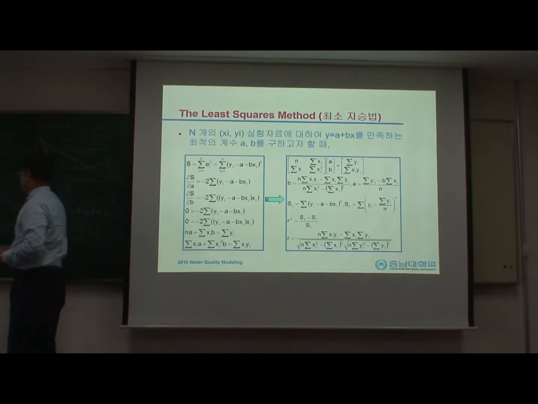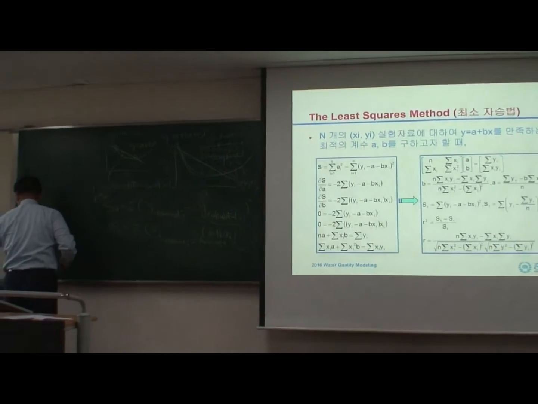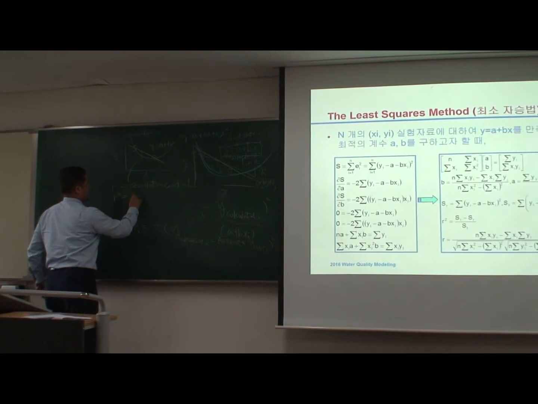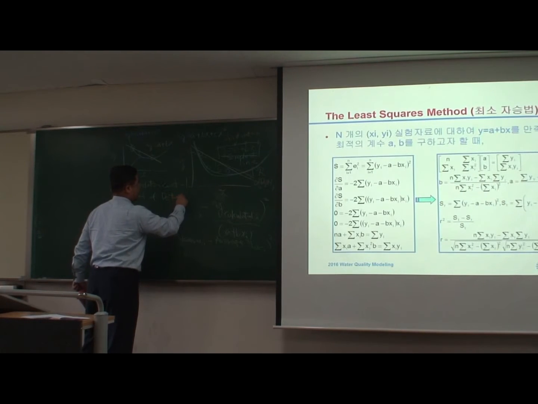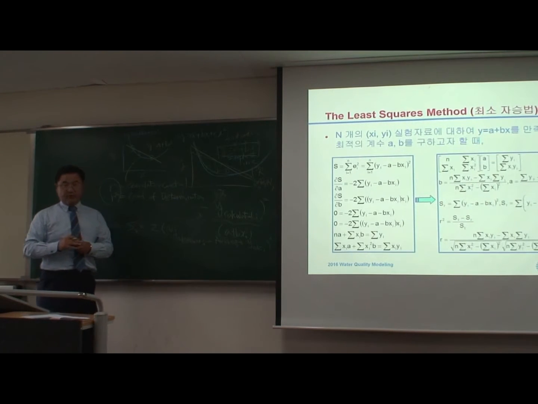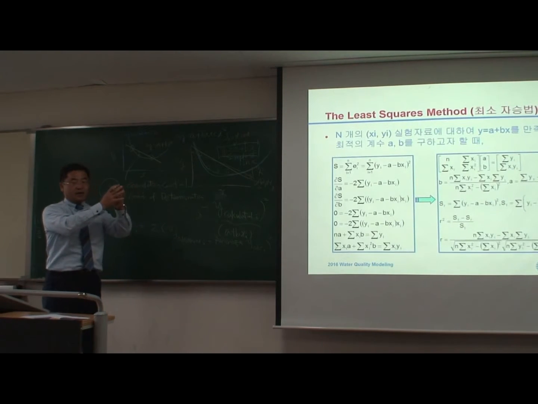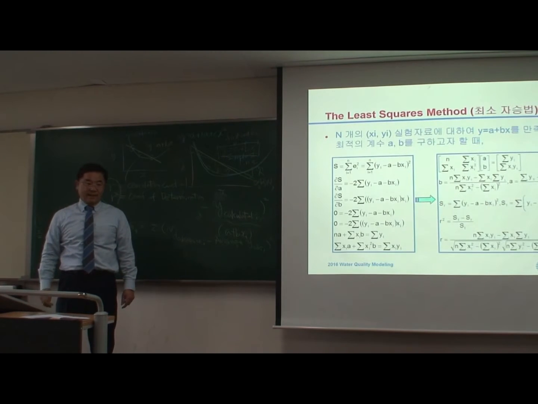Okay? And also, we often use R square as a coefficient of determination. So this R value or R square value is used very often, so that you can say if that line or curve is good for your experimental data. Okay?